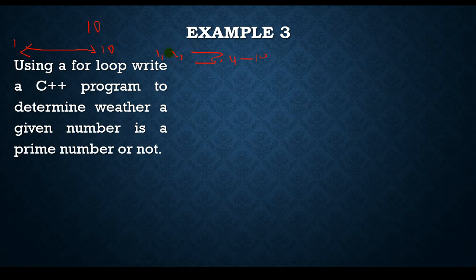How will I know if these numbers are factors of 10? The only way to know is to pick 10 and divide it by each of these numbers. If a number divides 10 exactly without a remainder, then it means that that number is a factor of 10. So this is the idea we are going to use to implement it in C++.